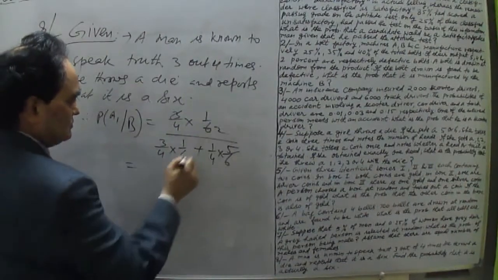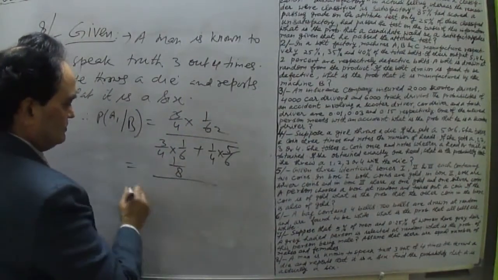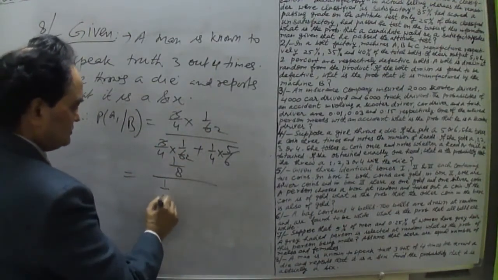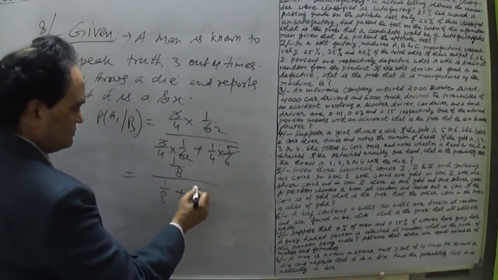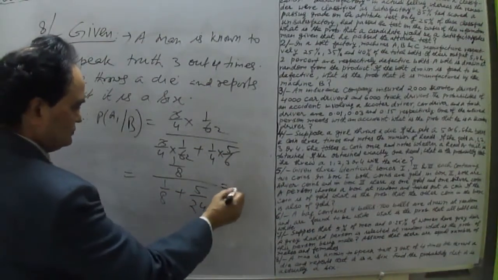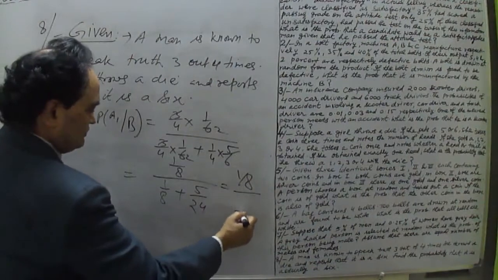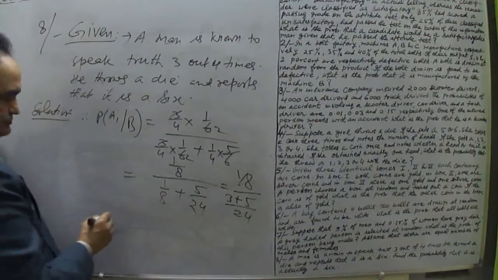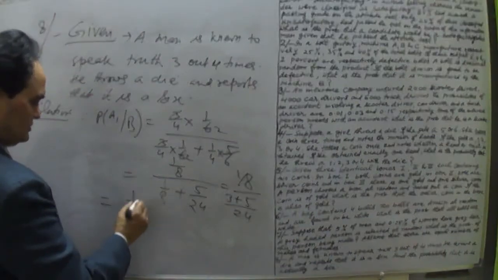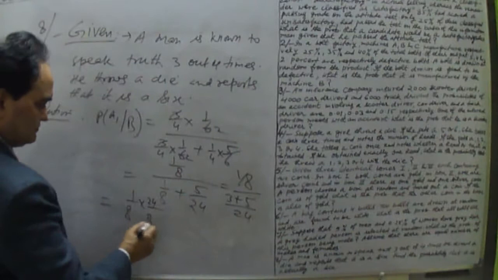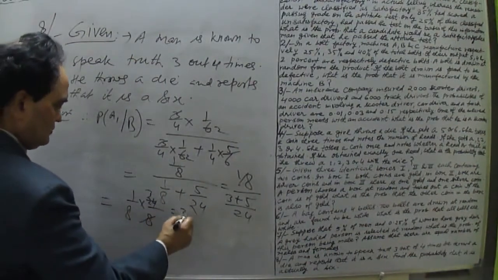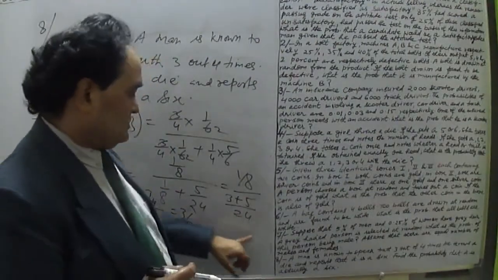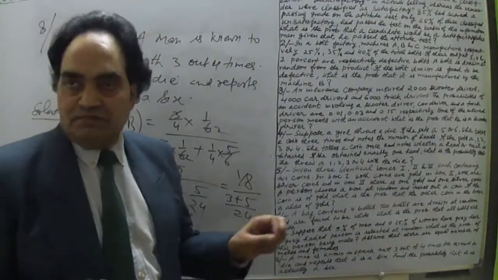3 into 1 is 3, so 3/24 in the numerator divided by 3/24 plus 5/24. 24 is the LCM. Here 3 plus 5, so 8. It is nothing but 3/24 into 24/8. 8 times 3 is 24, so 3 upon 8. 3 upon 8 is the probability that 6 is actually appearing and the person is telling the truth.